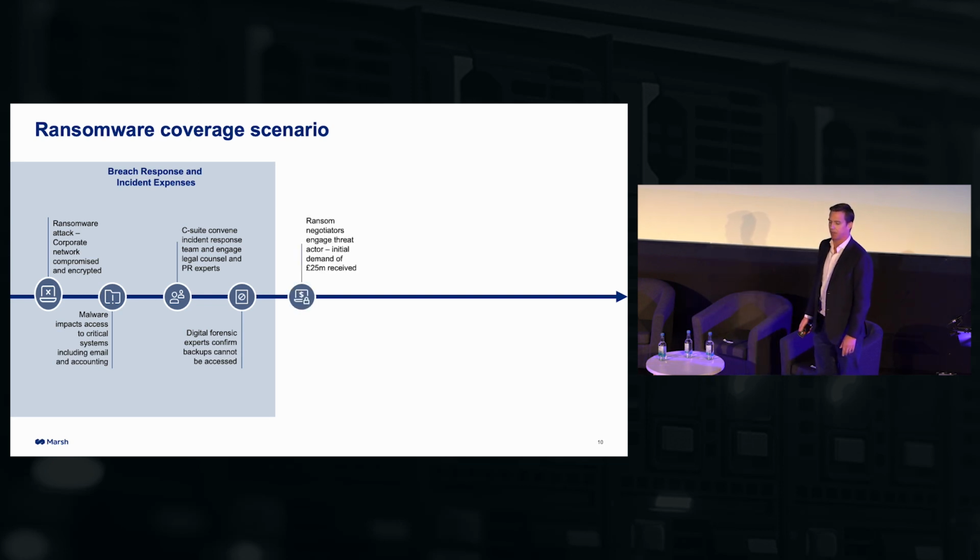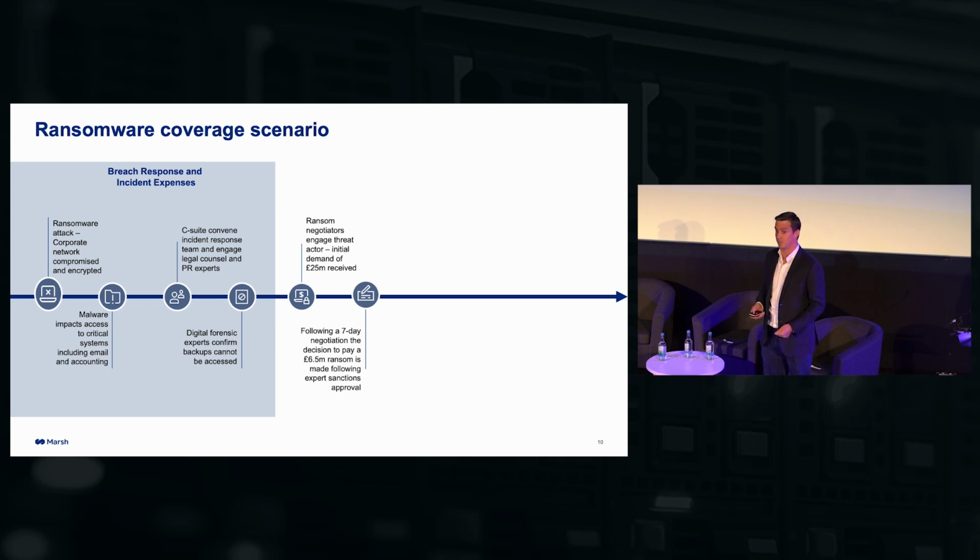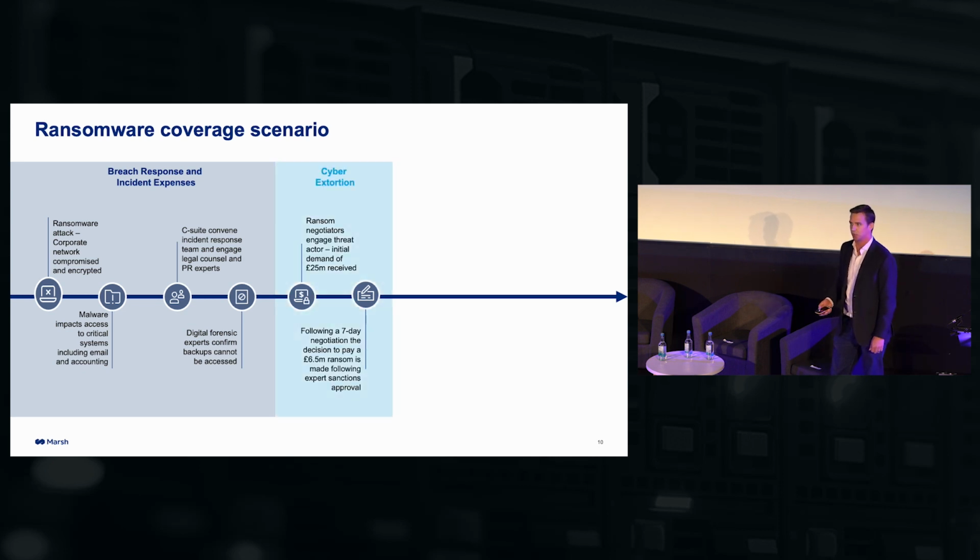Next, we've got ransomware negotiators helping the business to communicate with the threat actors. Initially, a $25 million Bitcoin ransom has been demanded. After some negotiation, the amount comes down to 6.5 million. It's taken 7 days, and the business at this point has decided to pay. So they've made the exchange, and they've received back the decryption key. This is our cyber extortion element.